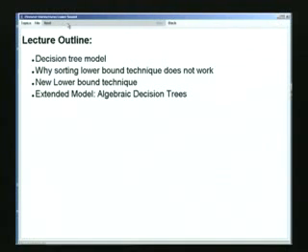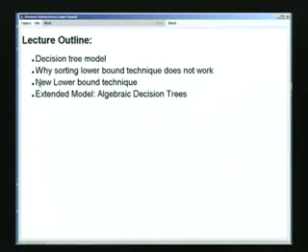Here is what I am going to do today. So today I am going to talk about the decision tree model. I am going to go over this rather quickly because it is going to be very similar to what we did last time. Last time we looked at lower bounds on sorting, and we introduced a lower bound technique. So I am going to explain why that lower bounding technique does not work. That seemed like a very nice technique, but it will turn out that it doesn't really work for the problem which we are looking at today.